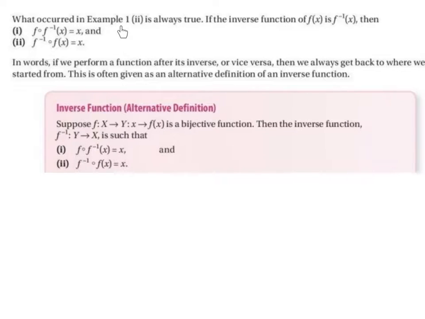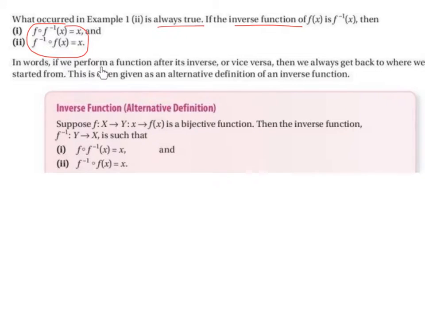What occurred in example 1, part 2 is always true. If f⁻¹ is the inverse function of f, then f after f⁻¹ of x equals x, and f⁻¹ after f of x equals x. It doesn't matter what order we do this in, we will always end up with x.